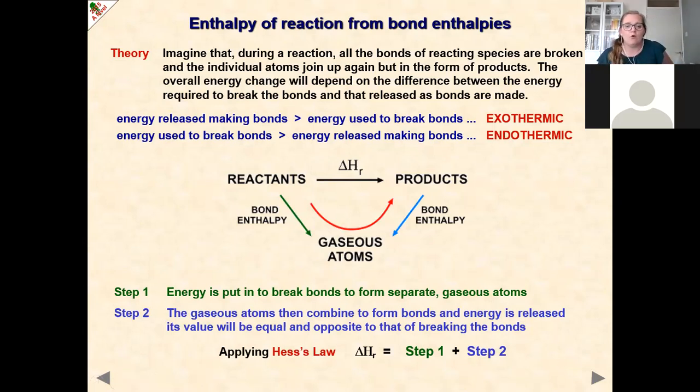So step one, energy is put in to break bonds to form separate gaseous atoms. Then the gaseous atoms combine to form bonds and energy is released. Its value will be equal and opposite to that of breaking bonds. So basically we apply Hess's law: delta HR equals step 1 plus step 2.